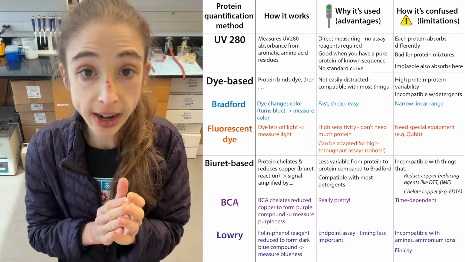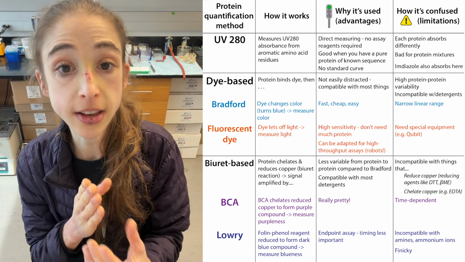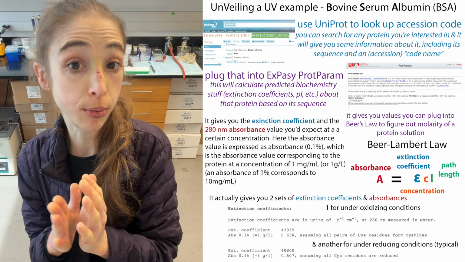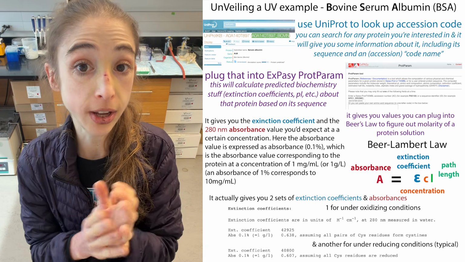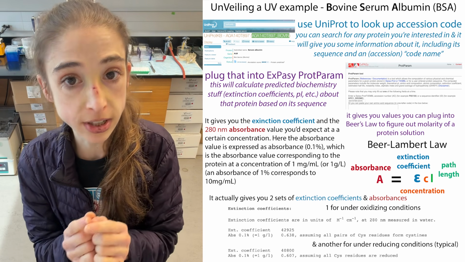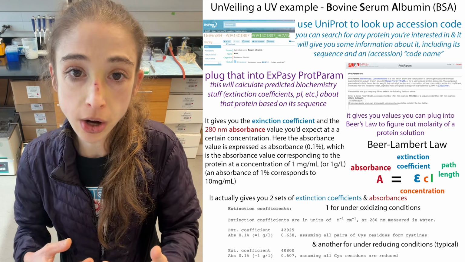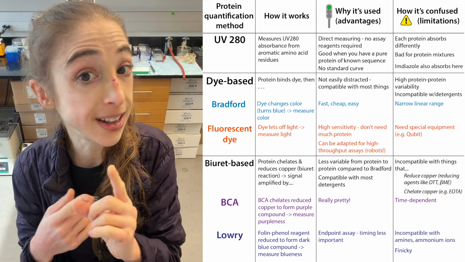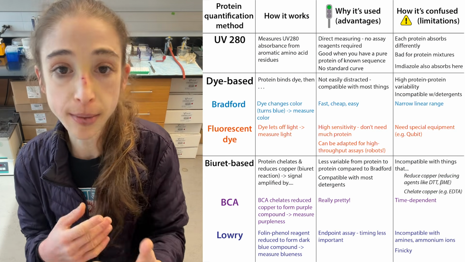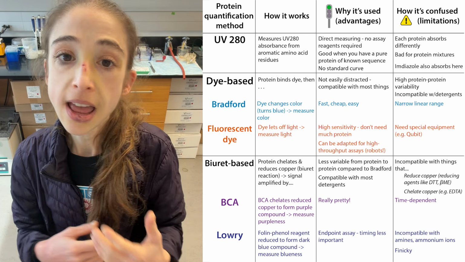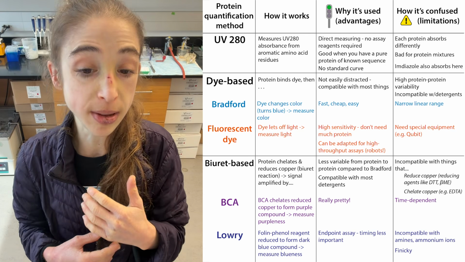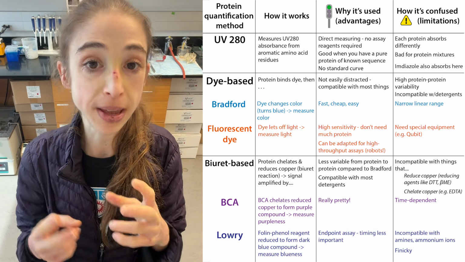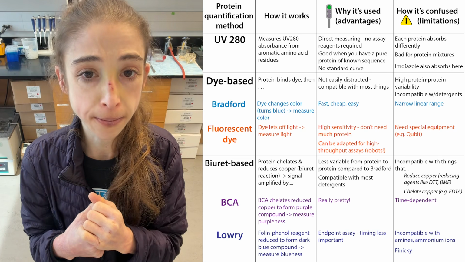So again, with UV280, you're measuring the absorption of light, and different proteins absorb light to different extents. You can use a tool like ExPASy ProtParam in order to figure out how much light your specific protein would absorb, the extinction coefficient. If you only have one protein, that works great if it's super pure, but if you've got a mix of proteins, then UV280 isn't going to be as helpful. You just have to use the average protein, which might not be average in your case.